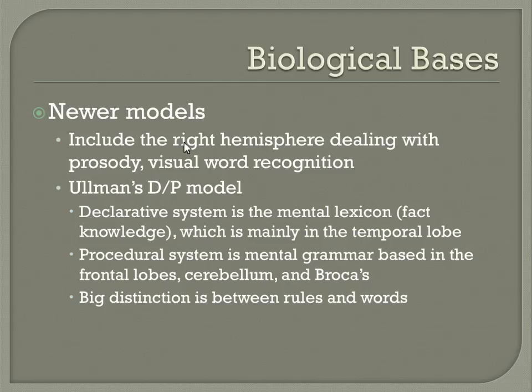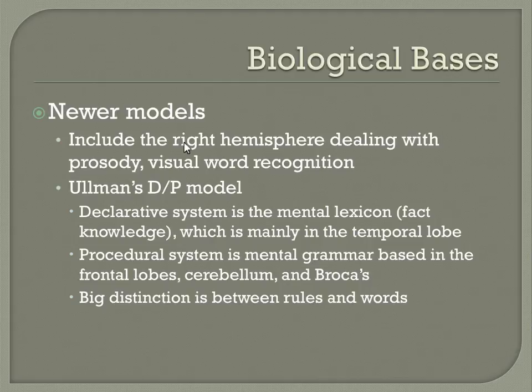The procedural system is where grammar is based, and that's more frontal. So your frontal lobes, your cerebellum's not in the front, brainstem underneath, but Broca's. So a lot of action happening in the front. I think that grammar system and procedural memory about what the order of words is and where words can go is sort of based in the front.